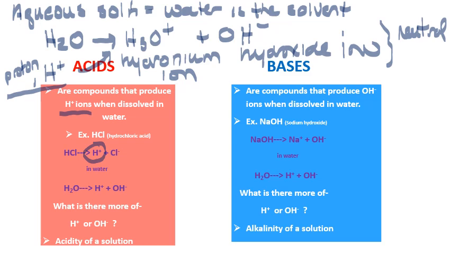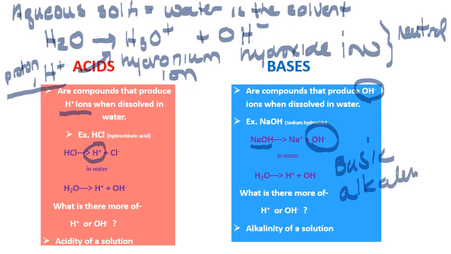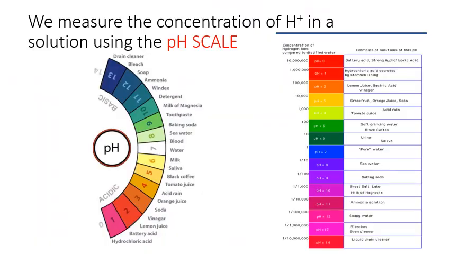Bases are compounds that produce hydroxide ions when dissolved in water. So an example here would be sodium hydroxide. So when this dissociates in water, it releases hydroxide ions and makes the solution more basic, or we can say more alkaline.